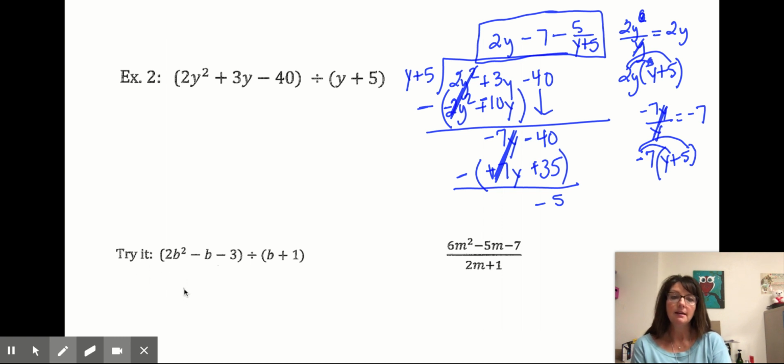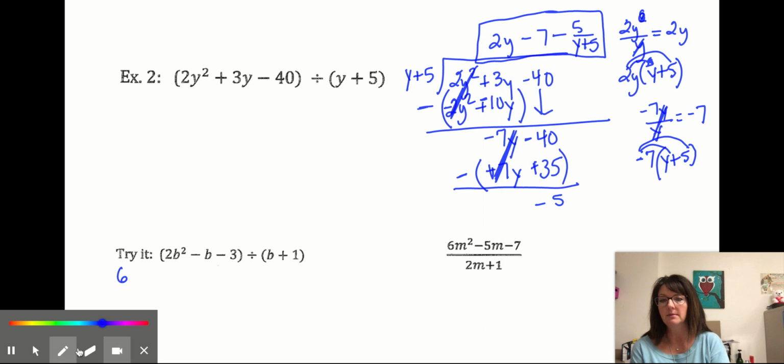So let's take and set it up. So we have our divisor on the outside, b, it's not b plus 1.